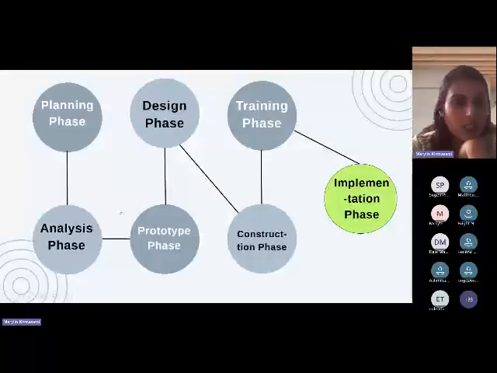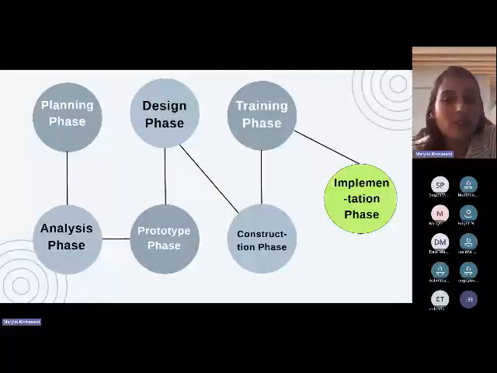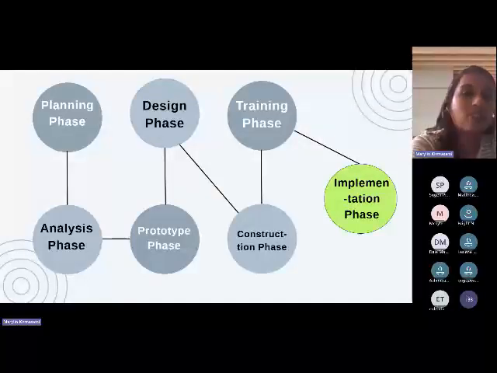If we look at the various phases in developing and updating administrative systems, we have the planning phase, the analysis phase, prototype phase, design phase, construction phase, training phase, and finally the implementation phase. Next, we're going to go through each of these phases in detail. I'm going to explain the purpose of these phases and how you would go about initiating each phase.